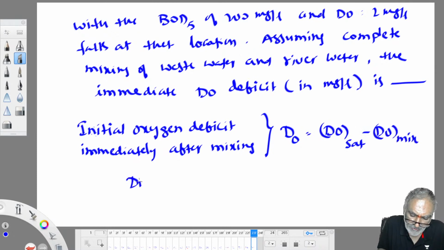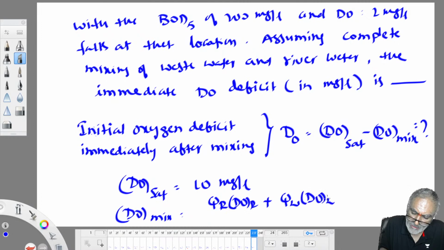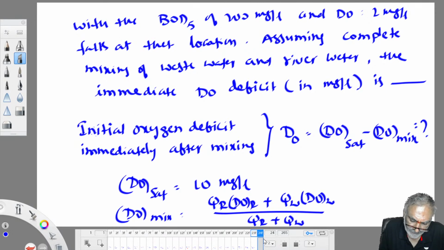DO sat is given in the question. That is 10 milligram per liter. So only DO mix you have to find out. How to find out DO mix? This is unknown. DO mix is equal to Q river into DO river plus Q wastewater into DO wastewater, by Q river plus Q wastewater. All Qs must be in same unit system.